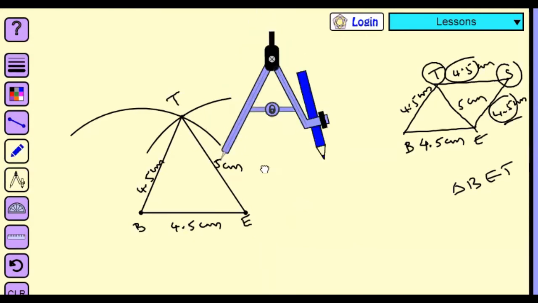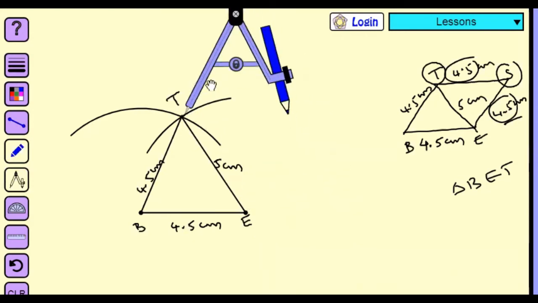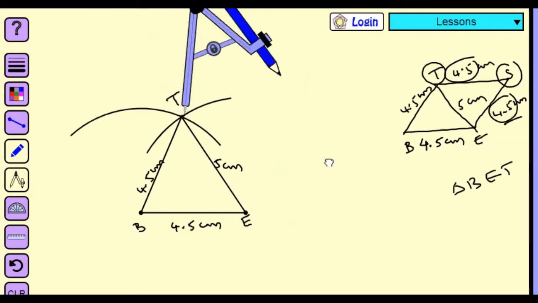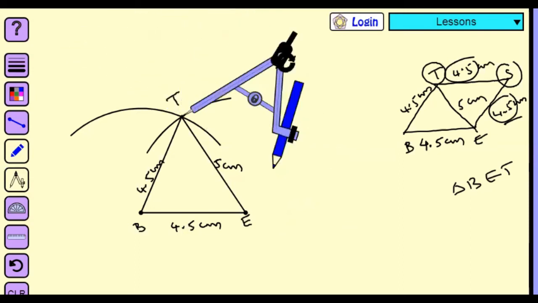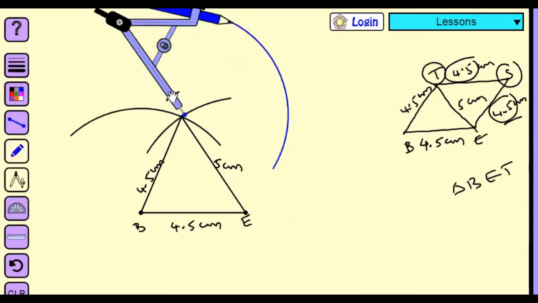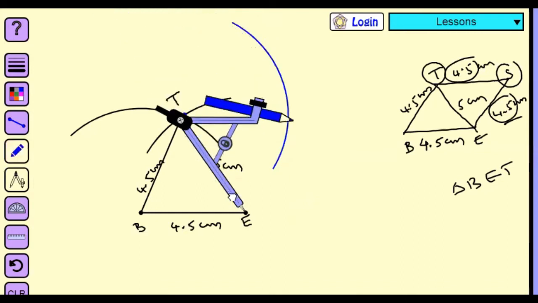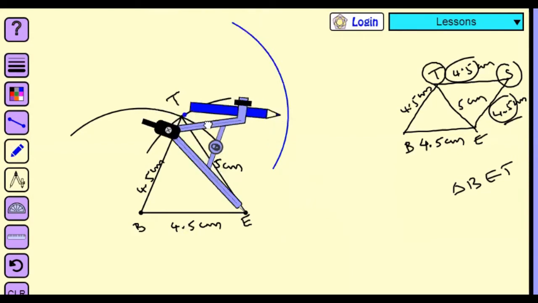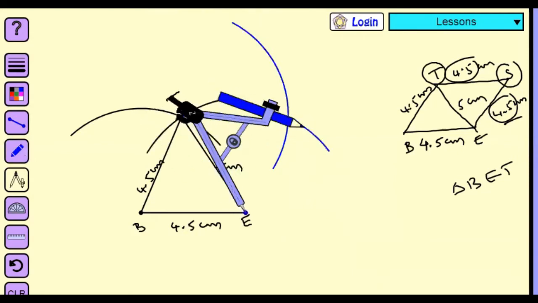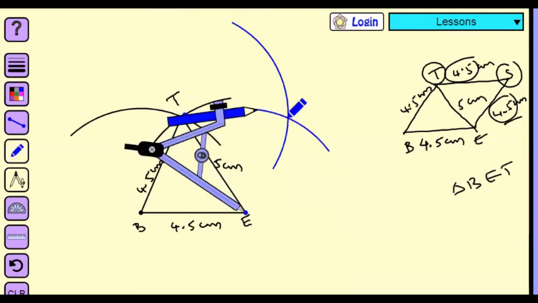Draw an arc from T as the center. Draw an arc here. Again with the same radius. Why? Because we are taking the same radius, so E to S also we have 4.5 centimeters. So next with E as the center, draw another arc which cuts the previous arc at point S.